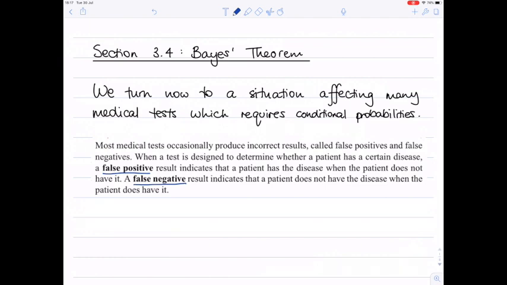So it's very important to know, if a person has a medical test and they get a positive result, what the likelihood is that they actually do have the disease. Obviously, in a perfect world, tests would be perfect and we wouldn't be asking this, but unfortunately, we do need to ask these questions because medical tests are not perfect. So let's think about how we can model the situation.